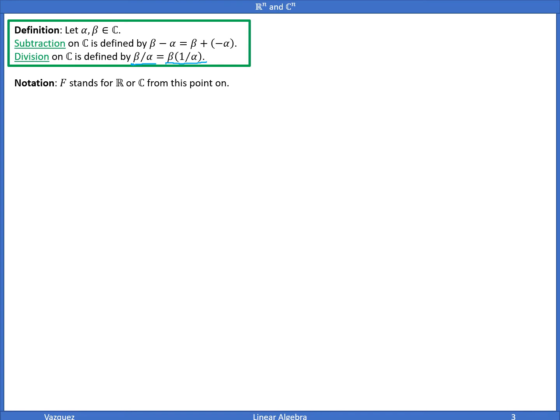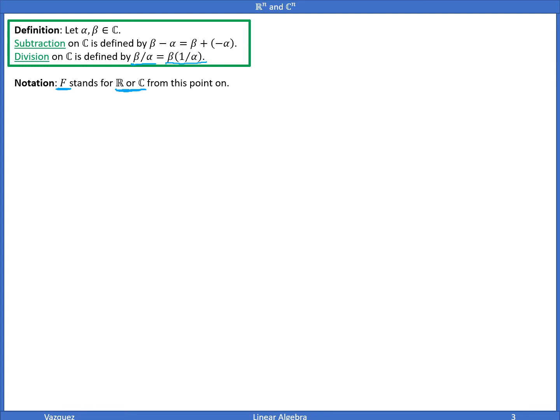So from this point on, we're going to use a notation F. And again, as it says here, it stands for either the reals or the complex numbers. And F here stands for a field. If you've taken abstract algebra, you should know that the real numbers and the complex numbers are both fields, with the reals being a totally ordered field. And that's why we have that F.